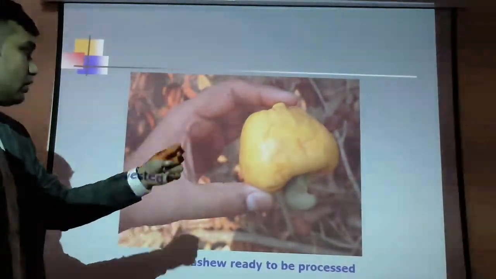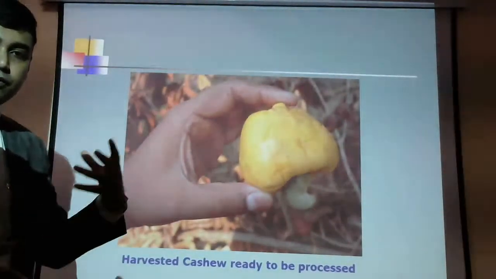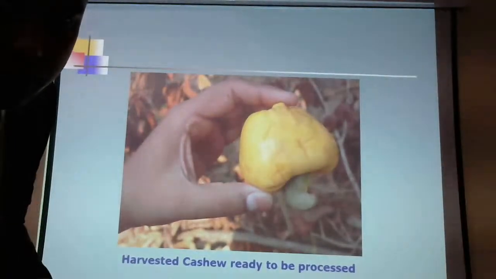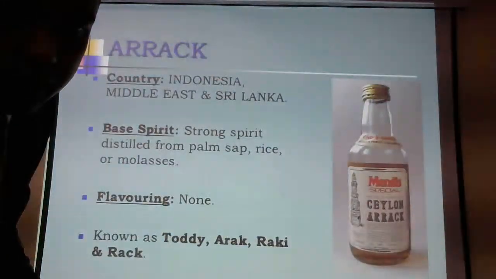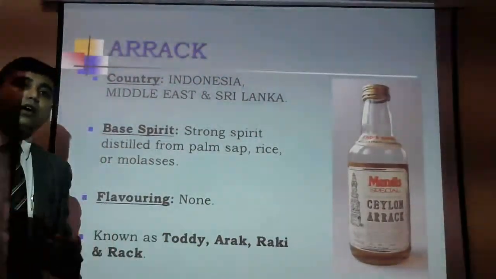So it is an optimum utilization of the resources, you can say. From the cashew apple you make the Feni, and the cashew nuts you use for different types of desserts and fruits. So that is what Feni is all about.